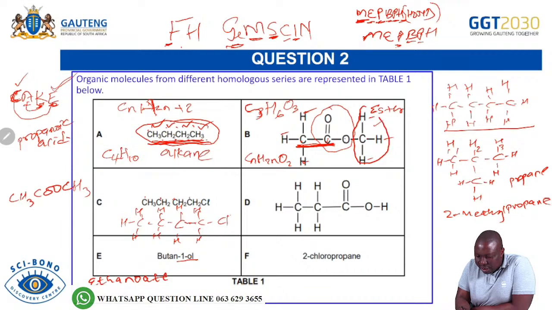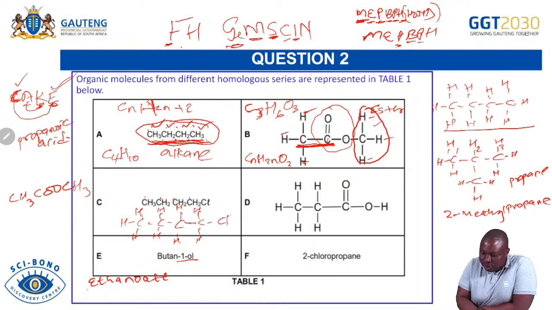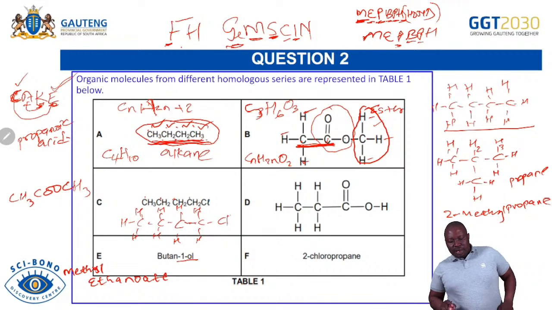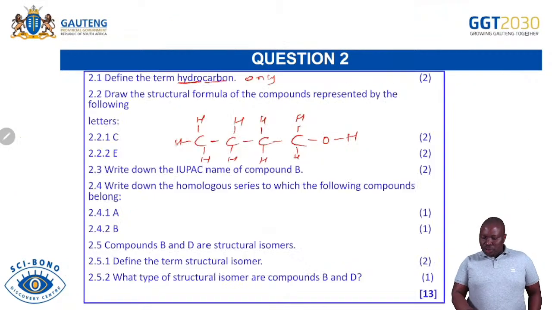So CH3, you know, is methyl. So this will be methyl ethanoate. So you are able to write, remember, this is methyl ethanoate. So don't forget that. You are able as well to answer that question.